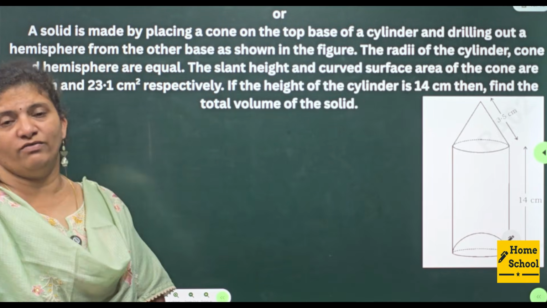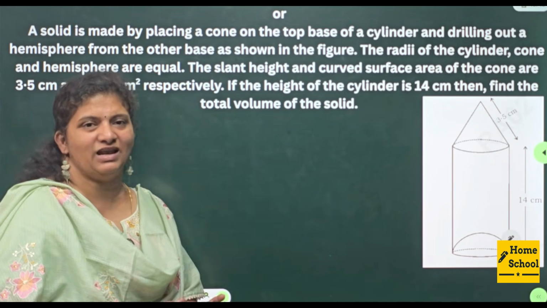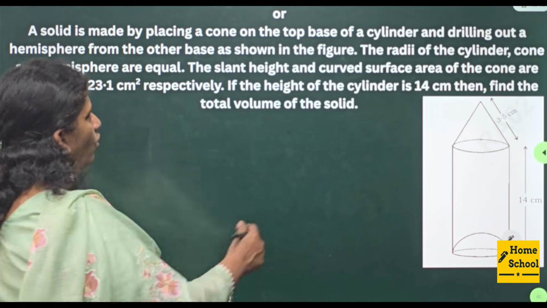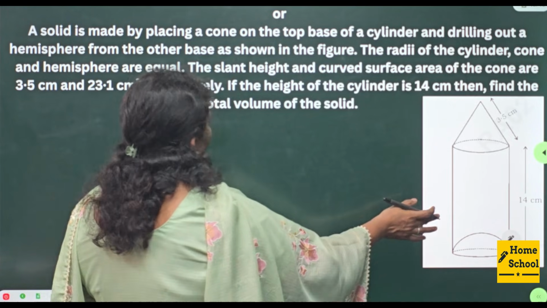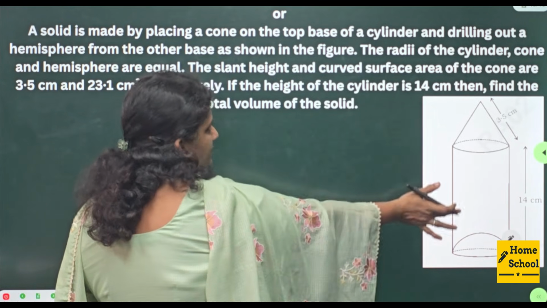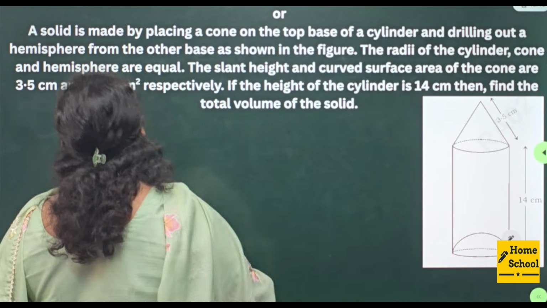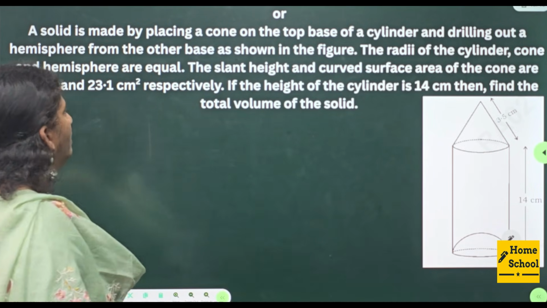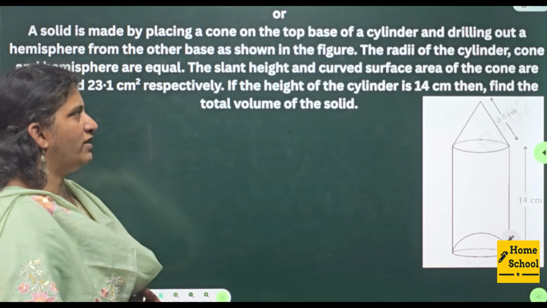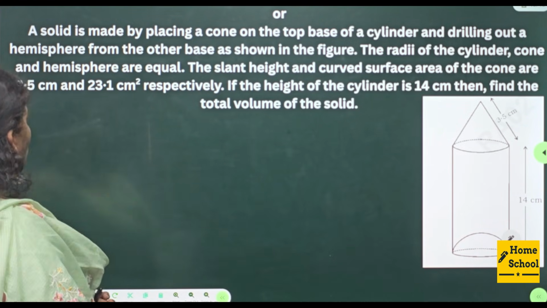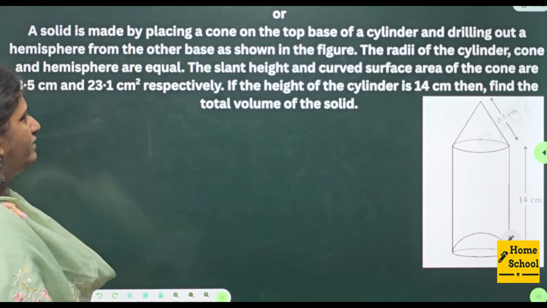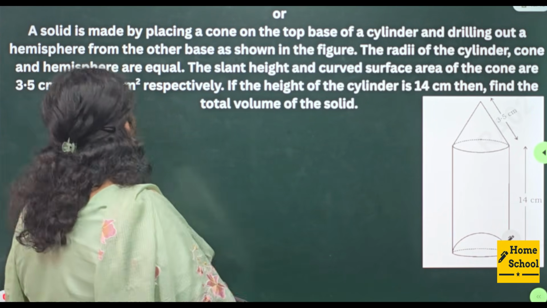In this we have one more question. This is your last problem. A solid is made by placing a cone on the top base of a cylinder, and a hemisphere is drilled out from the other base as shown in the figure. The radii of the cylinder, cone and hemisphere are all equal.